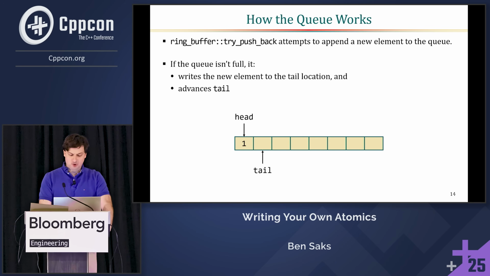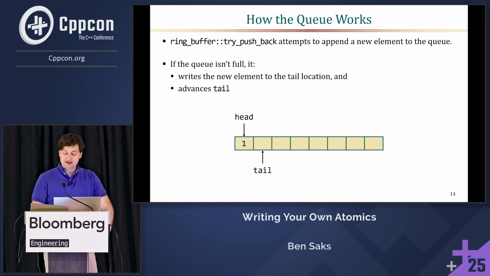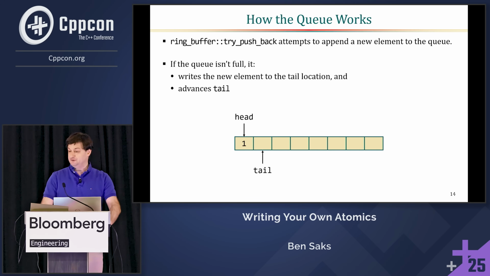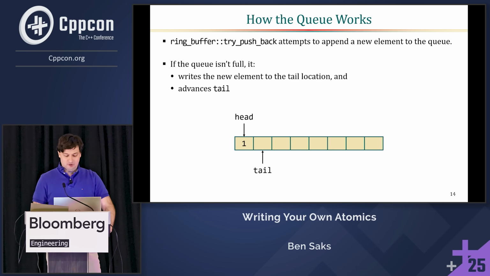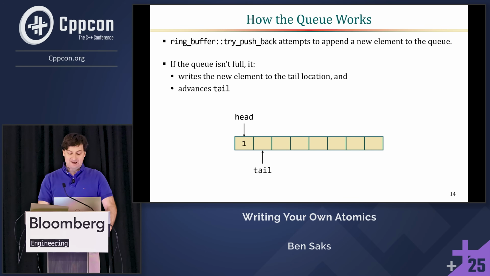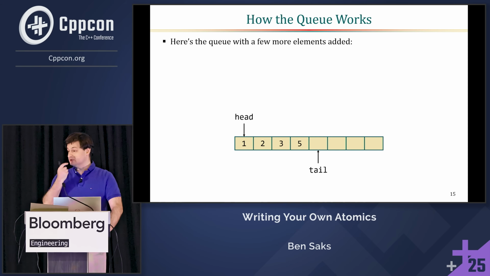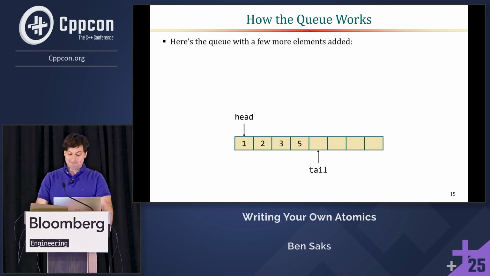And then I have a try pushback function on the ring buffer that tries to append an element to the end of the queue, which, if the queue is not full, should succeed. It will write a new element to the tail location and then move the tail index forward. So we'd get a picture that looks something like this. And after I insert a few more elements, my queue might look something like that.